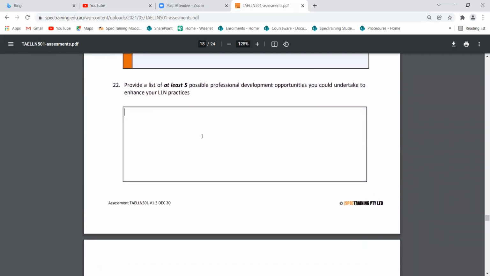Question 22, provide a list of at least 5 possible professional development opportunities you could undertake to enhance your LN practice. So definitely one of them could be undertake the foundation skills training qualification or skill set. Another one could be go to LN workshops, and you could find a couple online and then list them here.